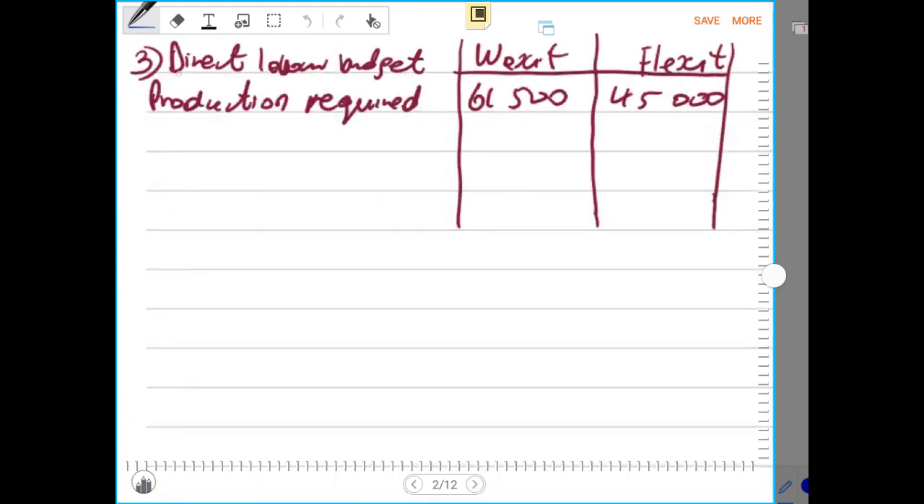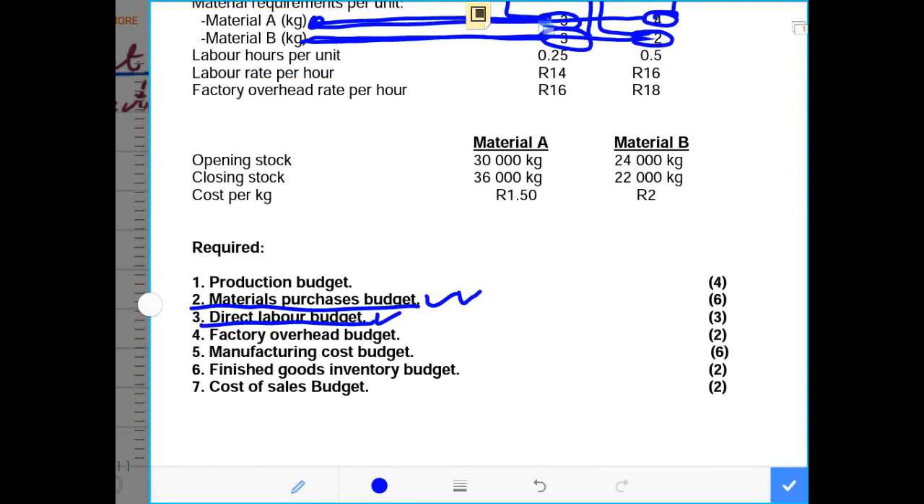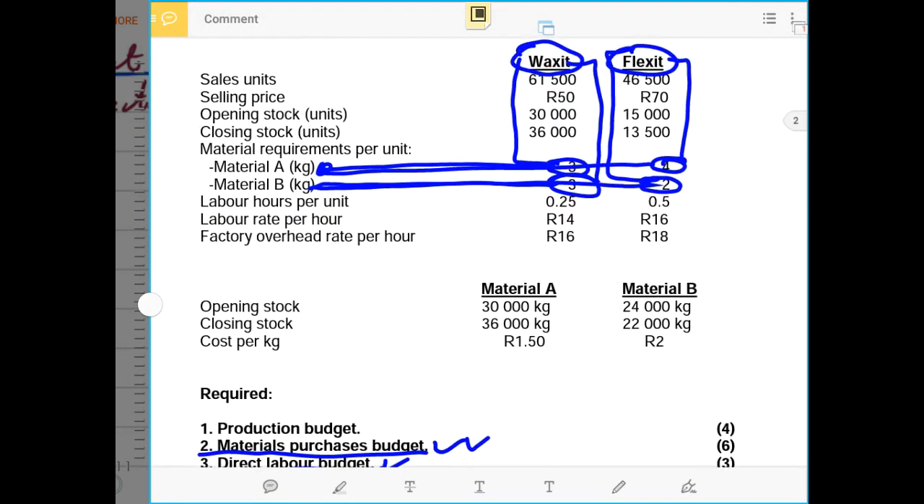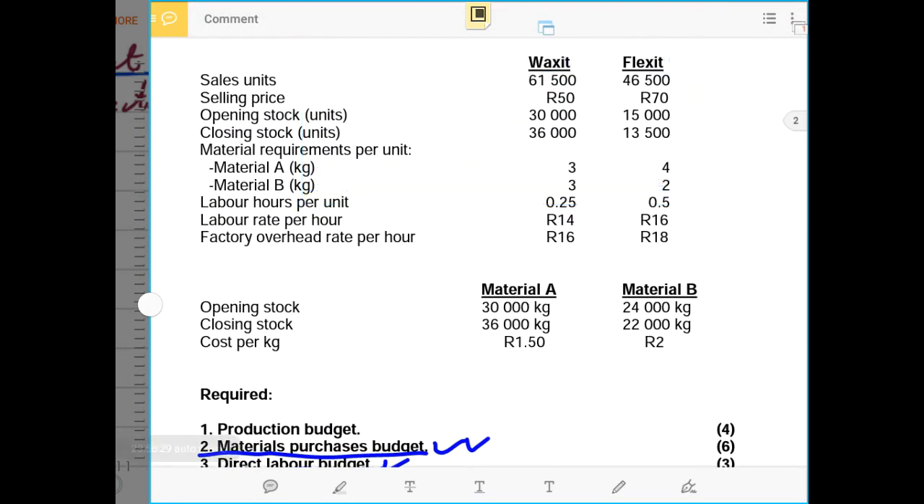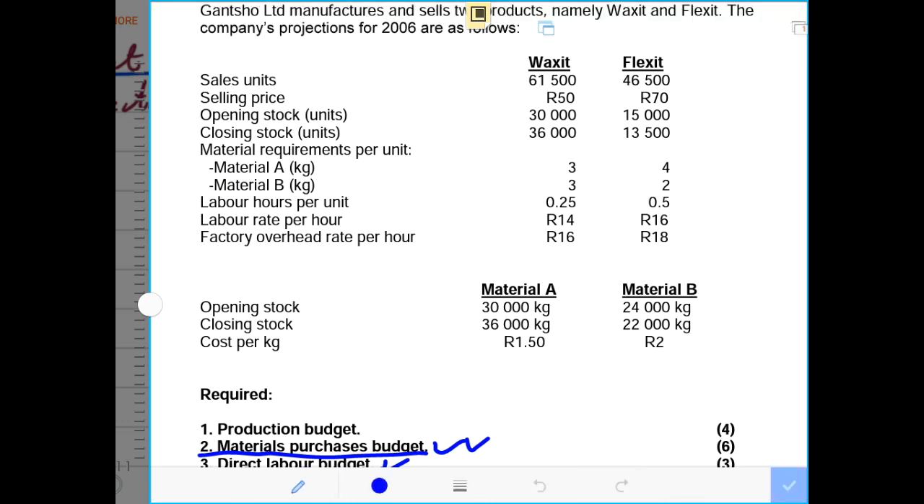So now remember, this is the direct labor budget. If this is the direct labor budget, we need to know, how are the employees paid? Are the employees paid per hour, or are the employees paid per unit? That is the first question you must ask yourself. Because if employees are paid per unit, then we will do this differently. But if they are paid per hour, then we'll also do this budget a little bit different in terms of calculations. So now in this case, we are given our labor rate per hour.